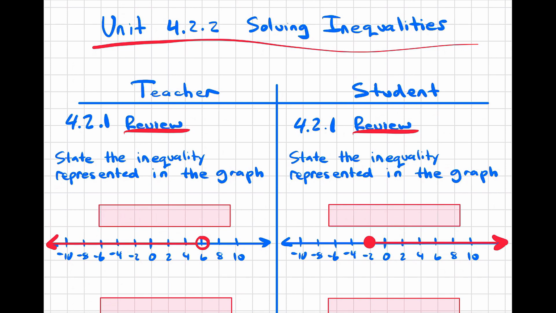This is lesson 4.2.2 and we're going to start solving inequalities, but like we always do, we're going to start off with a review of last lesson and there will be a quiz on this at the end of class. So let's start off with the 4.2.1 review.